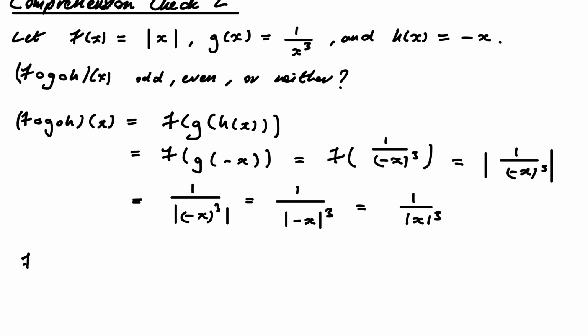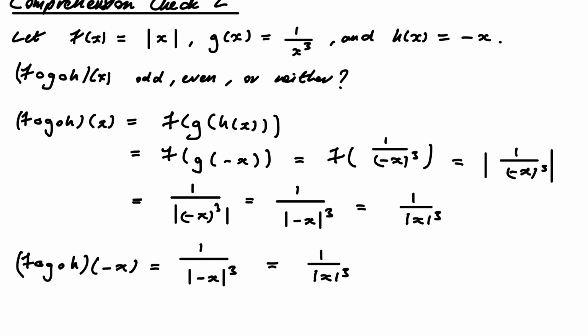F composed with G, composed with H of minus X is equal to exactly what I've got written here. But that's equal to this, just as we've written. And that's equal to F composed with G, composed with H of X. So this implies the composite is even.